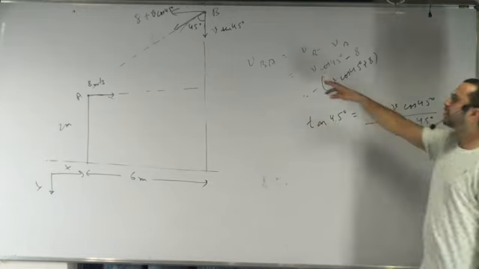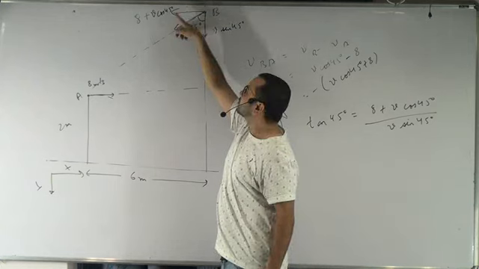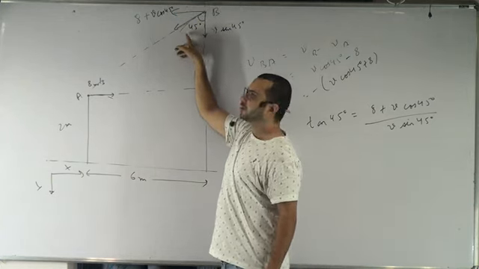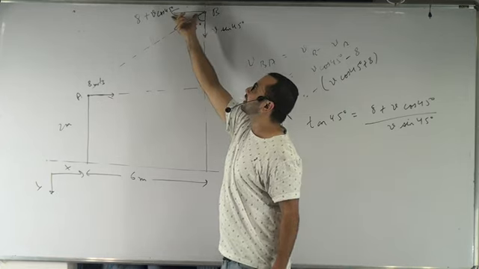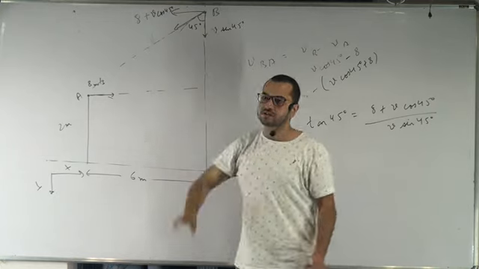नहीं, आई हैव टेकन द मैग्नीट्यूड्स ना. ये तो मेरे को डायरेक्शन दिखा ही रहा है. दिस एरो इज शोइंग मी डायरेक्शंस. आई एम जस्ट यूजिंग द मैग्नीट्यूड. tan 45 degree is equal to this length. Sorry, tan 45 degree is equal to this length divided by this length. That's all.